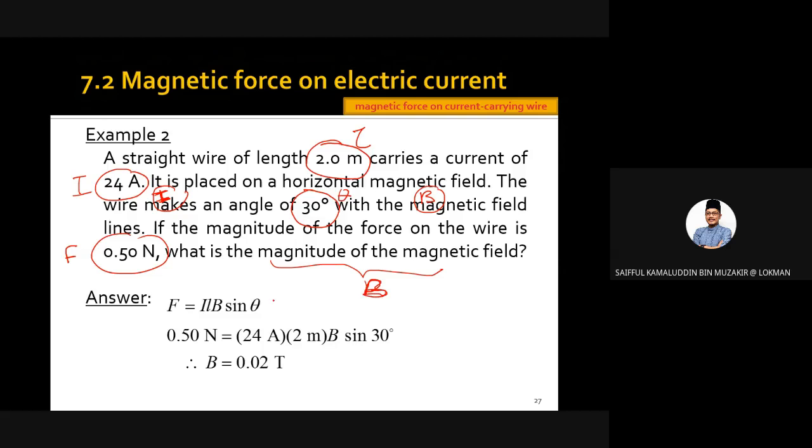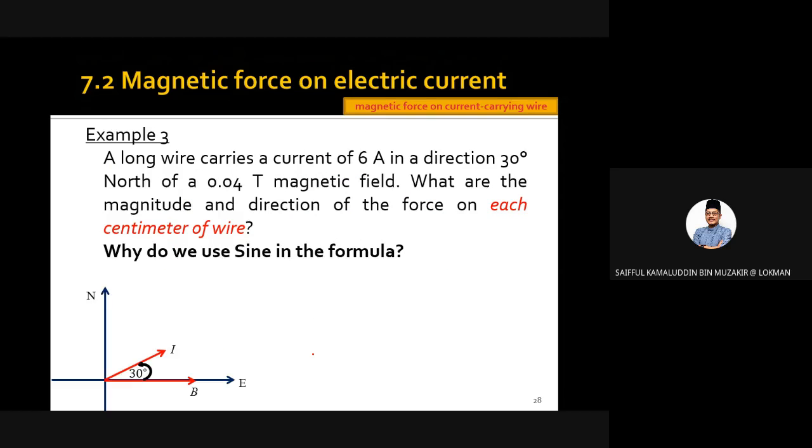We just need to modify the original equation. Nampak ni? Modify it. Okay, but anyway, before modification, plug in all the parameters. F is given. I is given. L is given. Theta is given. Now we could find B. Rearrange. You just need to rearrange the equation. You find B is 0.02 Tesla. Very simple. Right? This is quite tricky.